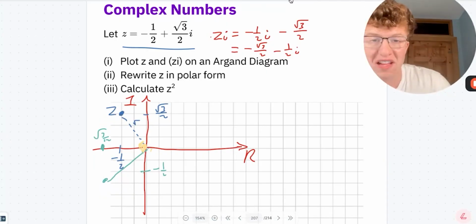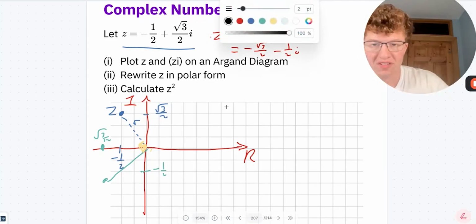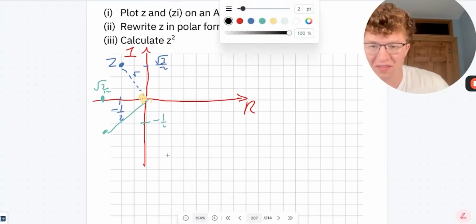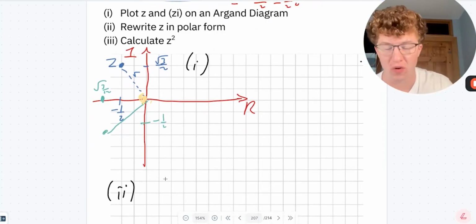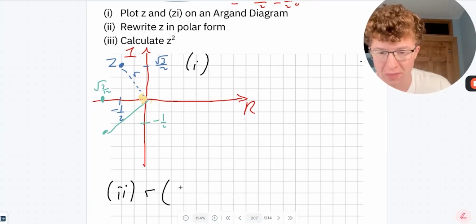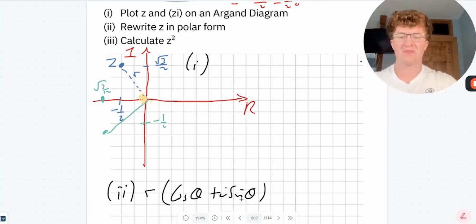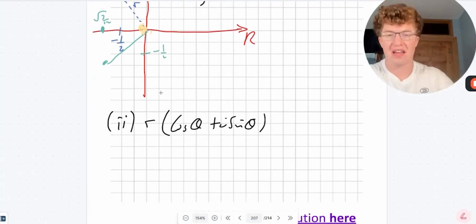Now, write z in polar form. So, what is theta? Well, first of all, we're going to have to... Oh, hold on. The next part of this question, we want to rewrite z in polar form. So, to rewrite it in polar form, remember, we want r times cos theta plus i sine of theta, like that. So, we're going to need r, and we're going to need theta.